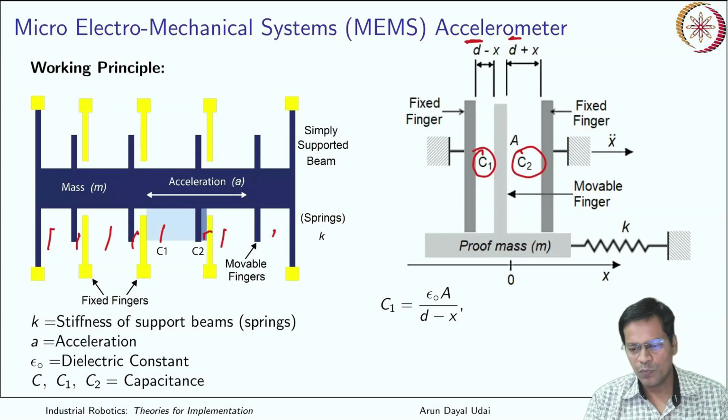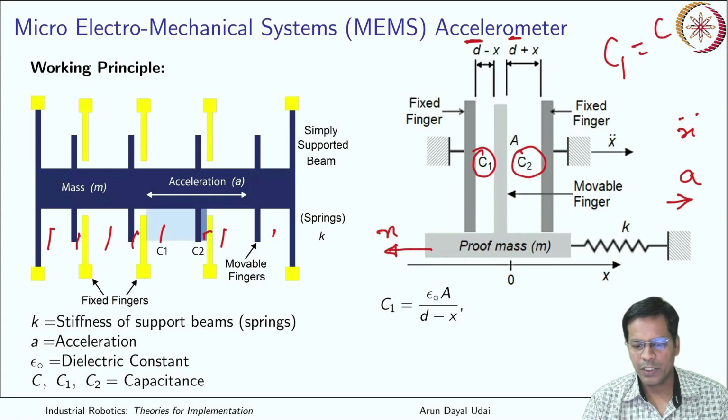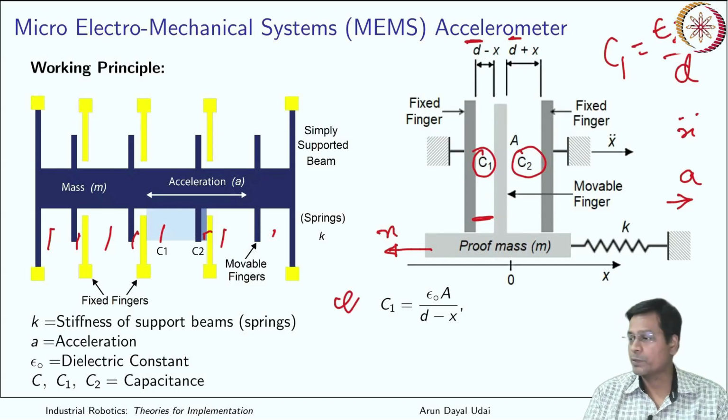So when you moved along this direction by an acceleration a, x double dot, this proof mass has moved by a distance like this. Let us say this was x, which it moved behind. So now the capacitance C1, which was initially epsilon 0 A by d, now d has reduced. You see this gap has reduced. So this time the capacitance C1 is epsilon 0 A by (d minus x).